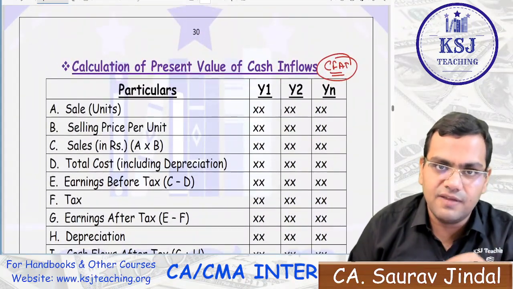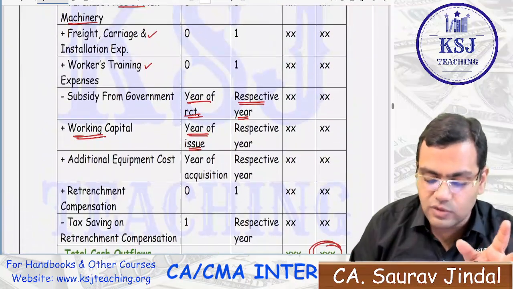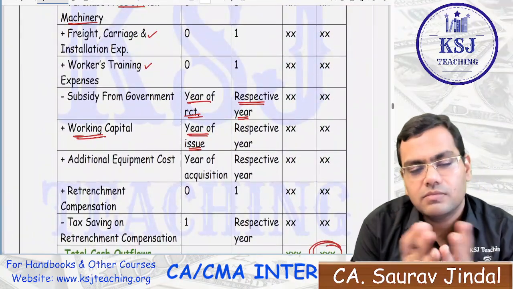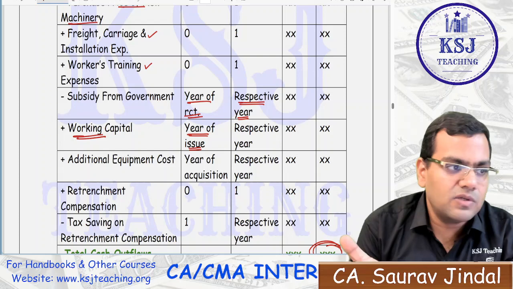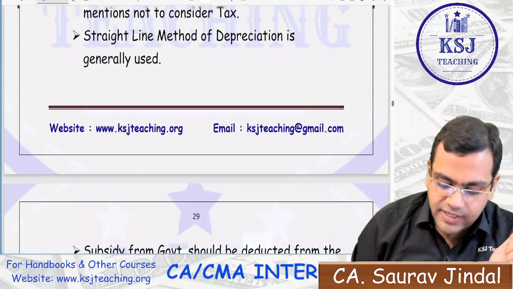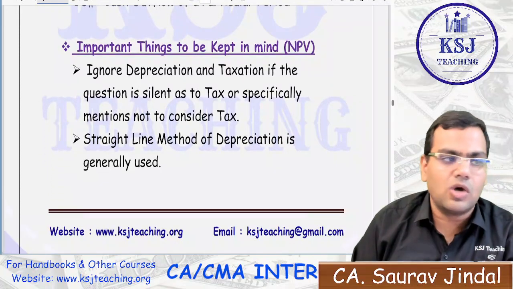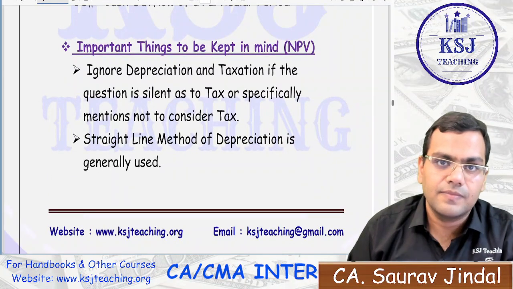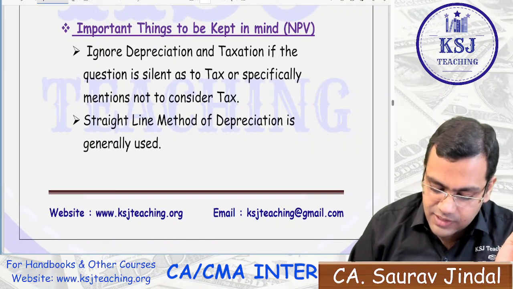You can prepare the CFAT statement. You prepare the cash outflow statement. Then the sum of present value of cash inflows minus the outflows. Right? A few important things that you need to remember. The rest is all question practice based on NPV. Right? Important things to be kept in mind.